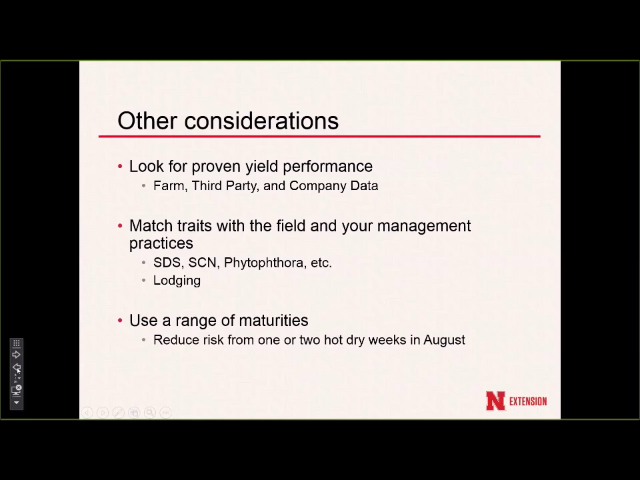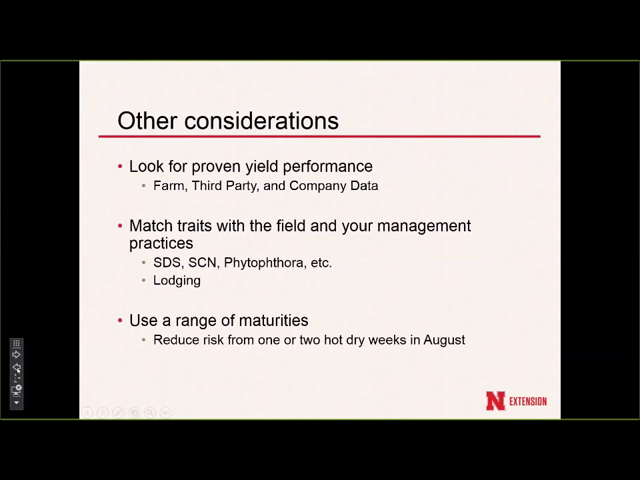So other things to select for: sudden death syndrome, SCN, Phytophthora, lodging. All of those things come into play. And then this last one, range of maturities. I have really good data, fun data from South Dakota. Same 74 varieties tested at 2 locations, 40 miles apart, due east and west of each other on the highway.